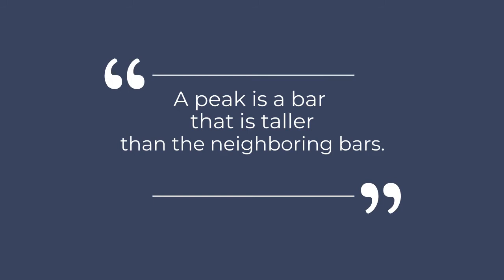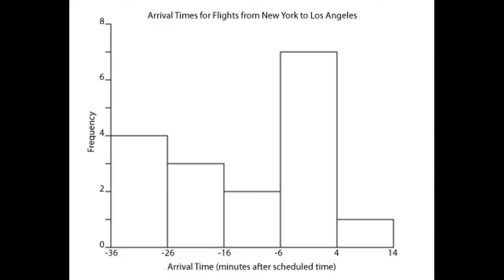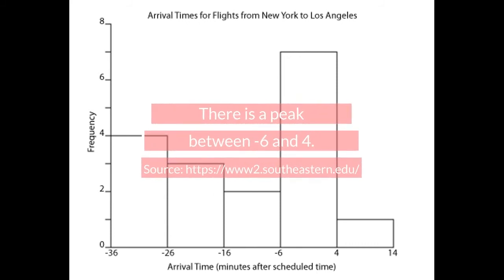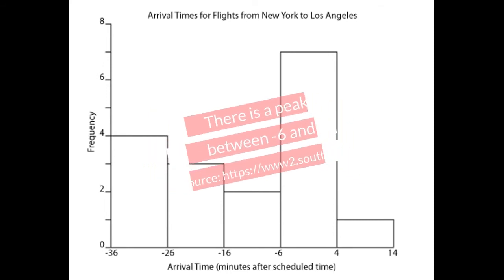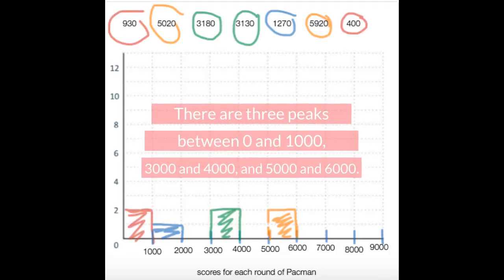For example, we could use the word peak. A peak is a bar that is taller than the neighboring bars. In this histogram, there's a peak between -6 and 4 because that bar is higher and taller than the neighboring bars. In my histogram, you can say that there are 3 peaks between 0 and 1,000, 3,000 and 4,000, and 5,000 and 6,000.